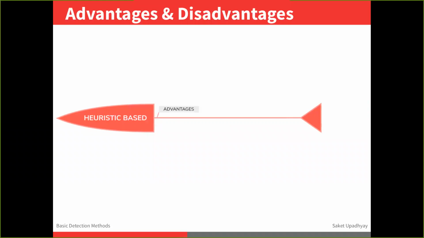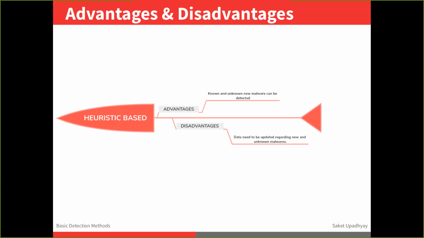In heuristics or behavior-based detection, the advantage is we can detect known and unknown malware as well, because we can just say that this application is not behaving correctly. It is behaving like a malware. So we may quarantine it for some time for further processes.